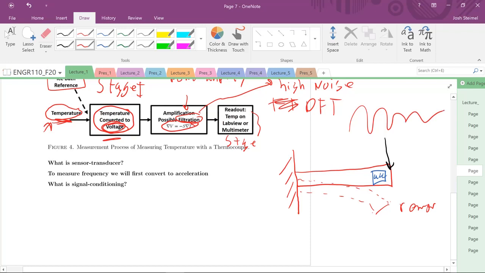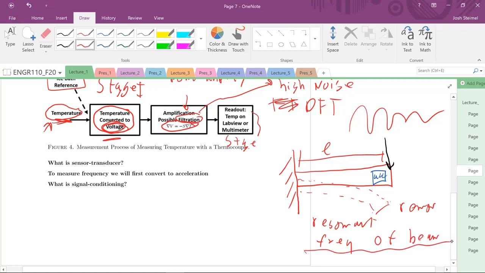So what do we want? What we want to measure is, depending on the length of this beam, what is the resonant frequency of that beam. That's going to be the critical thing that we are going to look at in this lab. So let's go ahead and get to it.